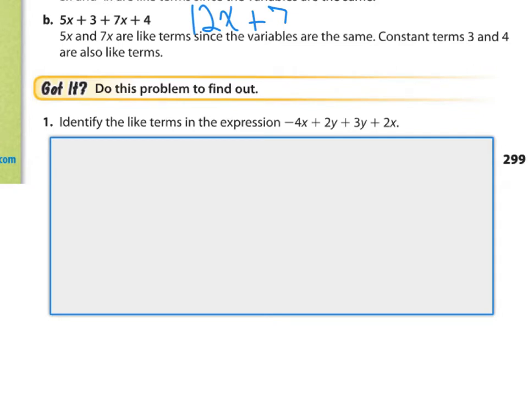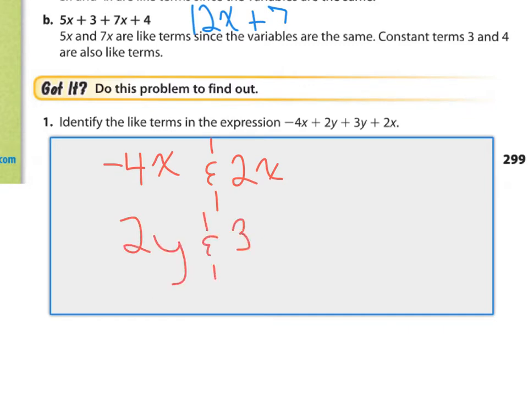Okay, I hope you paused your video. Let's see here. We have negative 4x, and then we have a 2x here. Those two are like terms, and then we have 2y and 3y. So we would write negative 4x and 2x are like terms, and 2y and 3y are like terms. So those would be able to work together.